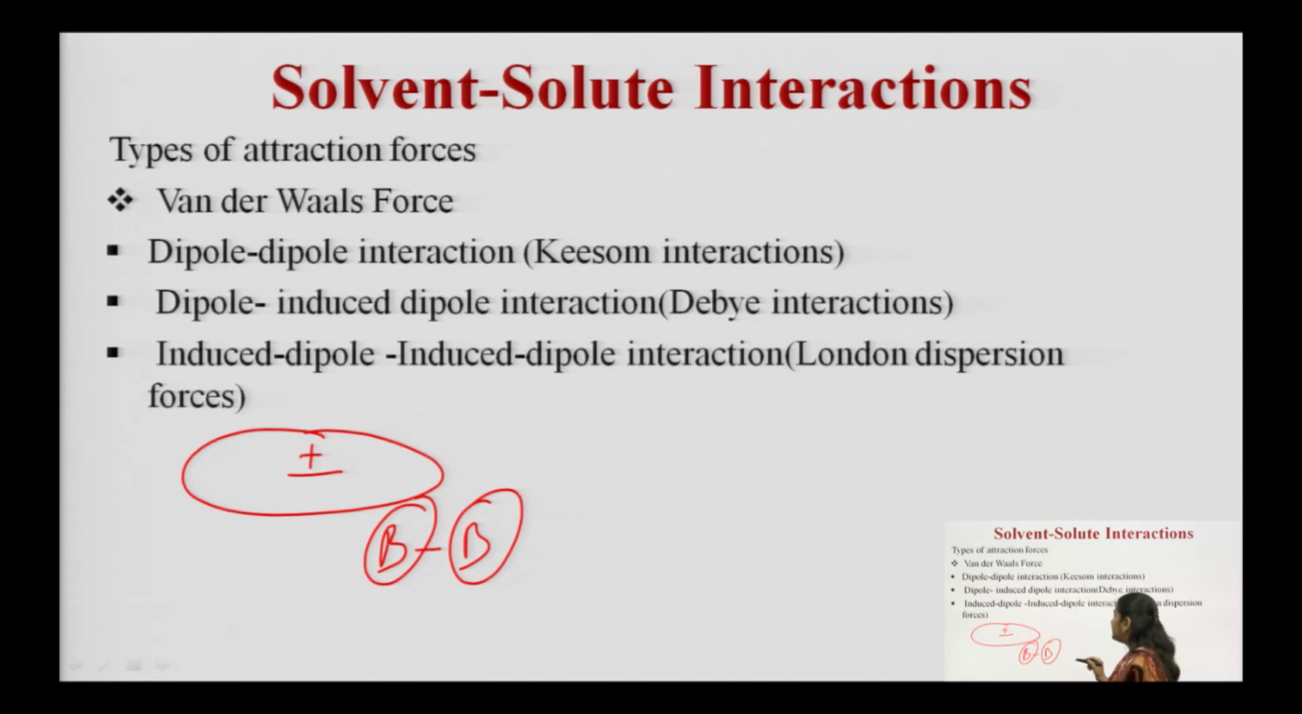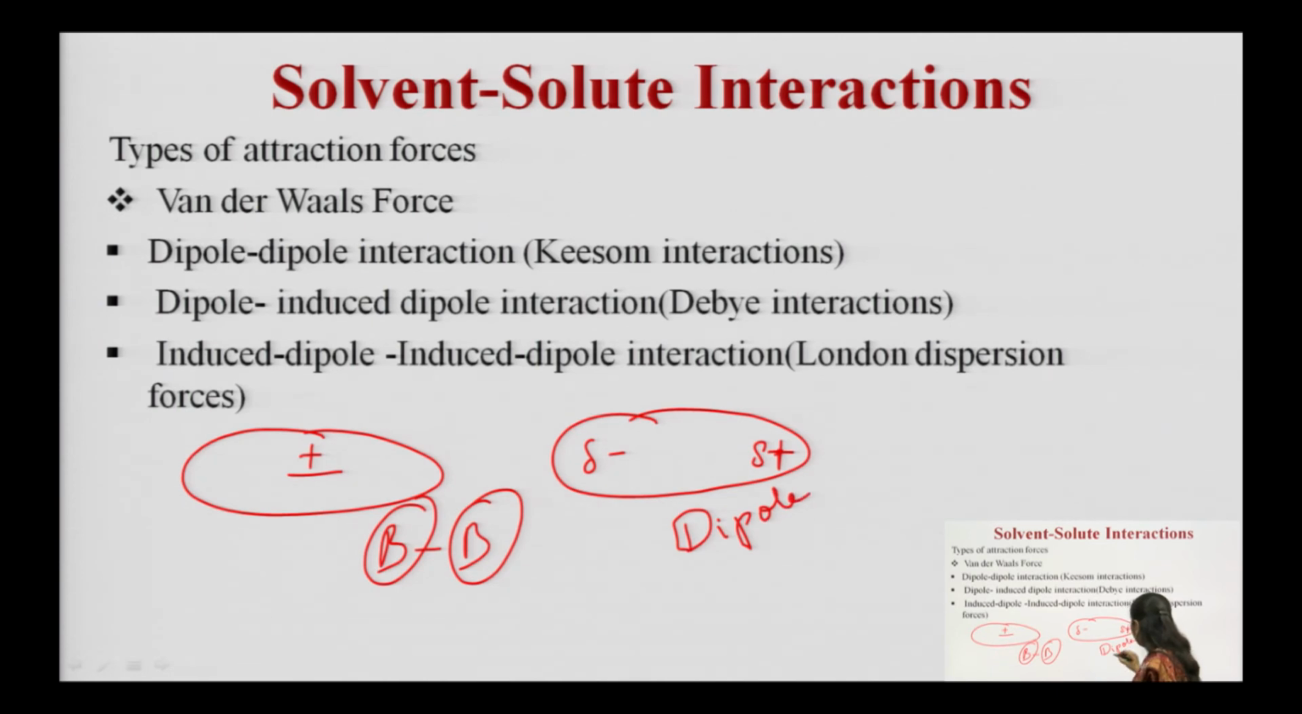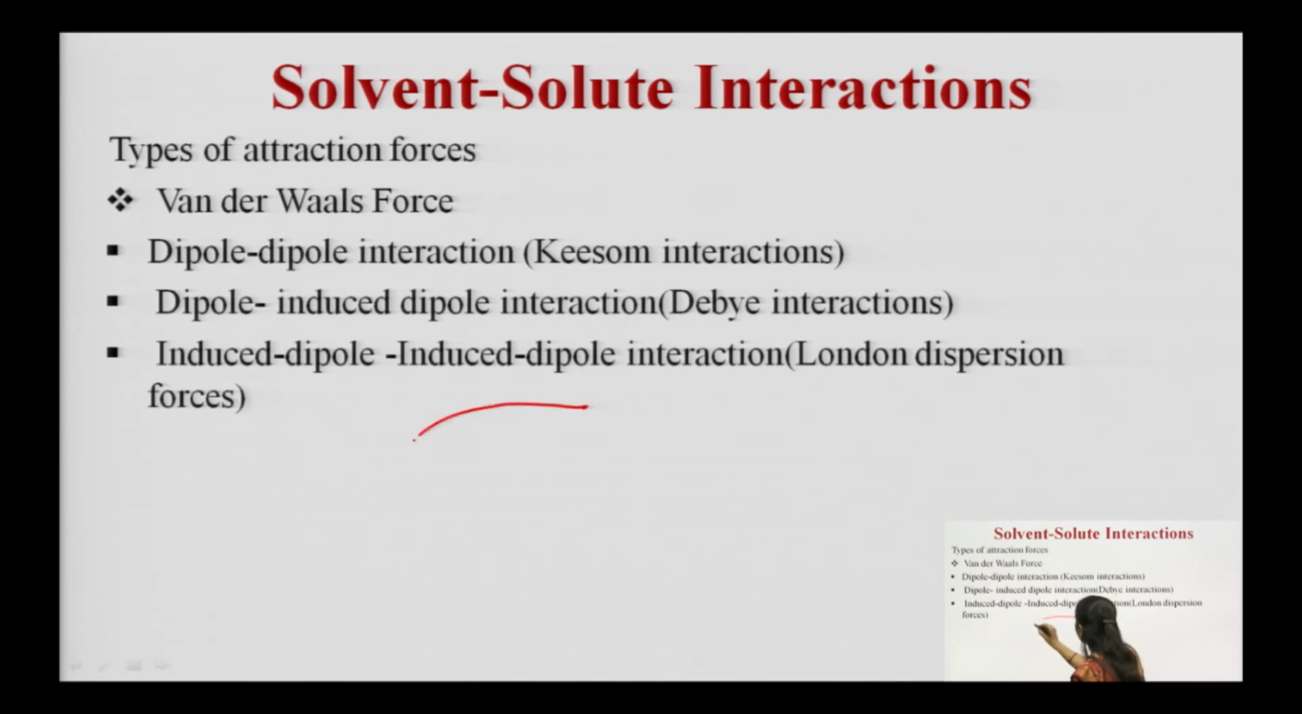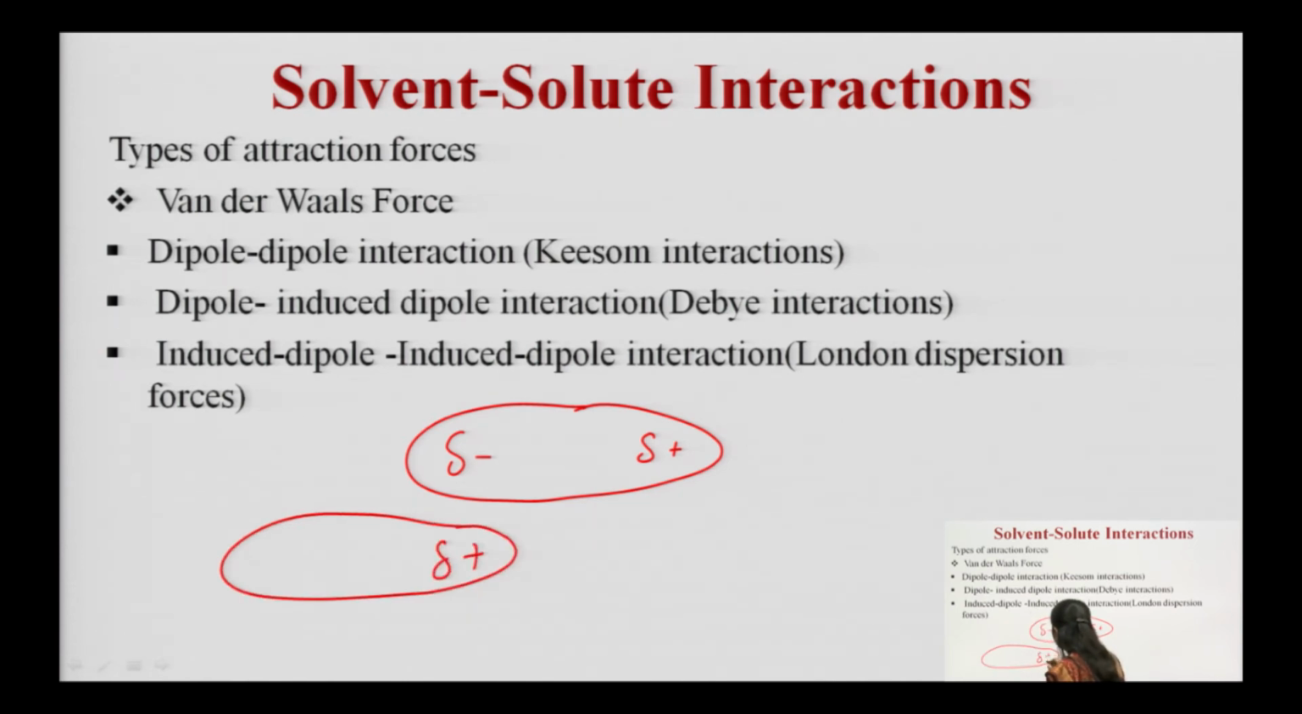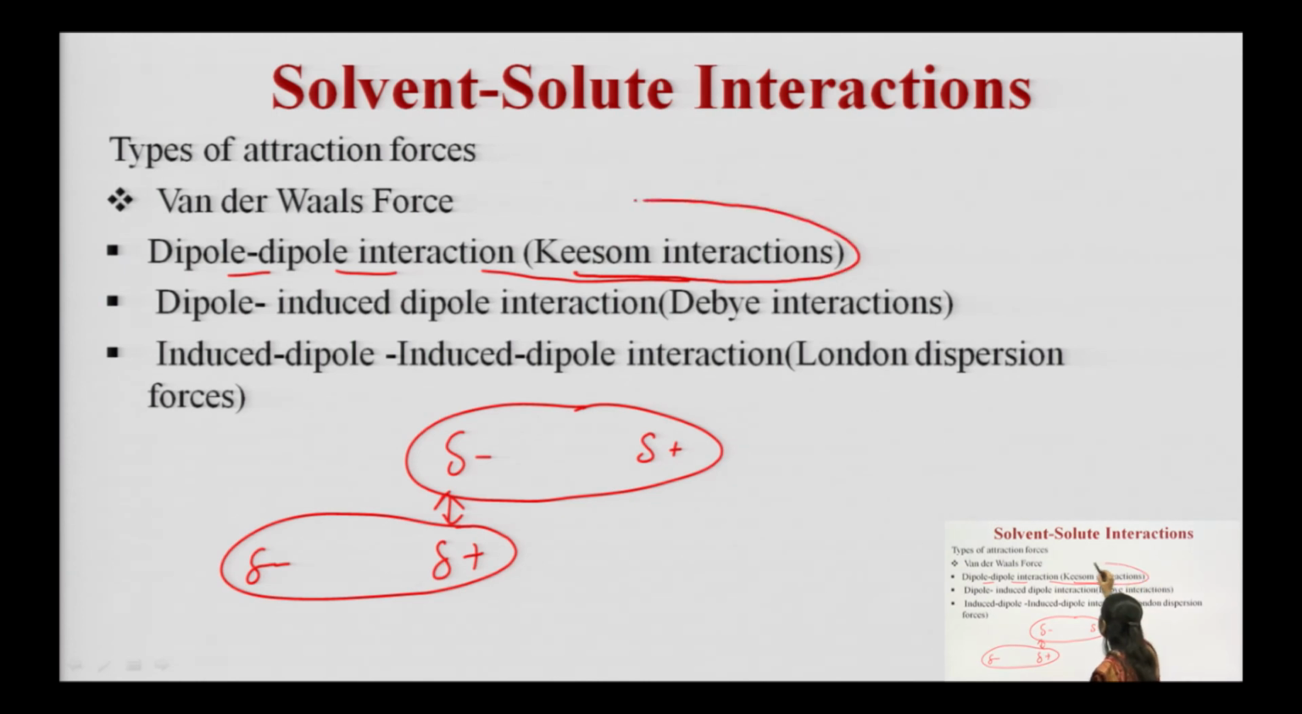Okay. Now, the polar molecules are known as permanent dipoles, the ones which have permanent dipoles. The attraction force which exists between two permanent dipoles is known as dipole-dipole interaction, and it is also called Keesom interaction.